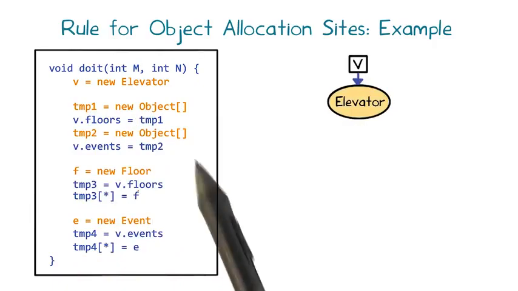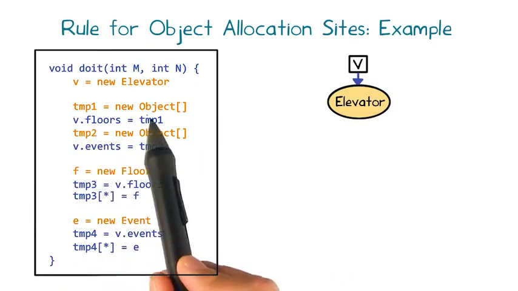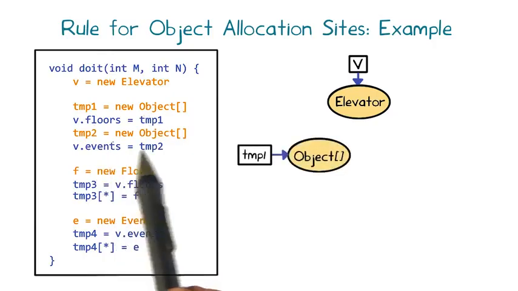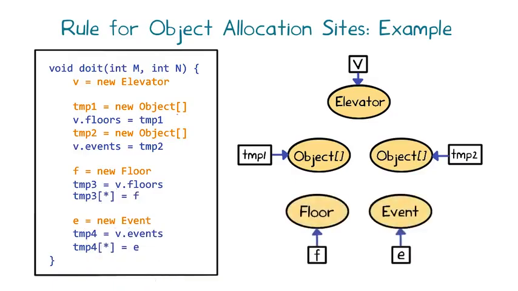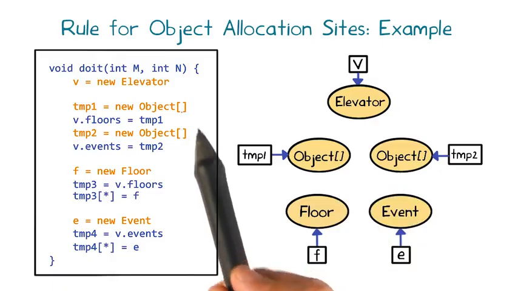Similarly, we have 4 more allocation statements in this program. Temp1 points to a new object array, temp2 also points to a new object array, f points to a new floor object, and e points to a new event object. Notice that we create separate nodes for the 2 object arrays as they are allocated at different sites.